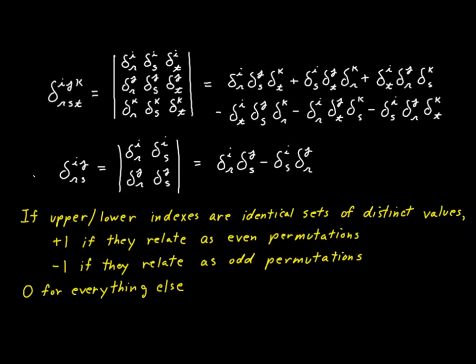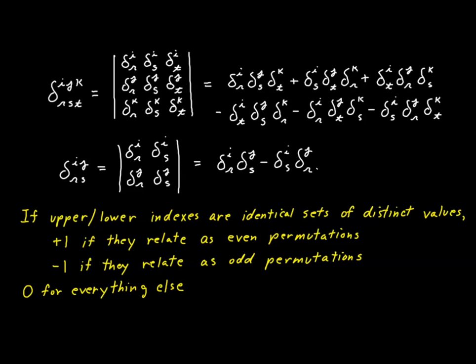Let's try a couple of things here. What would delta 1121 be? Well, it's got to be 0 because we have a duplicate here. What about delta 2312? That's got to be 0 because they're not the same set of indexes. What about delta 2332? Well, they're the same set of indexes, they're unique, and they're in an odd permutation relationship, so this is going to be equal to -1. So you can see how this description tells us exactly how to evaluate this expression.